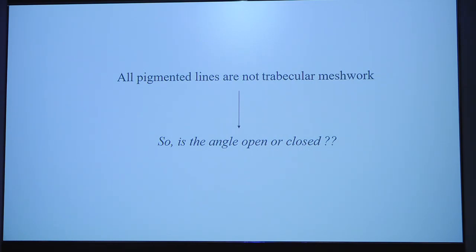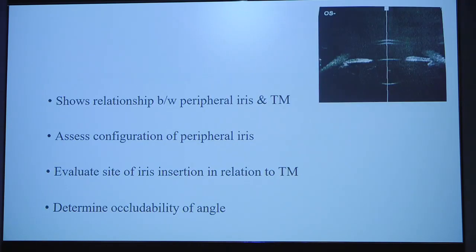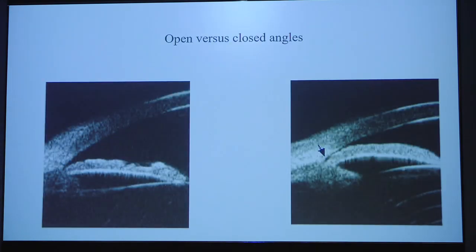The first confusion is whenever you see pigmentation in the angles and you are confused whether it is an open angle or a closed angle, and whether it is abnormal pigmentation or the trabecular meshwork. So, is this angle open or closed? UBM helps you show the relationship between peripheral iris and trabecular meshwork, assess the configuration of the iris and the site of iris insertion in relation to the trabecular meshwork and scleral spur, and finally it helps you determine the occludability of the angle. So these are conditions where UBM plays a definite role in distinguishing between open and closed angles.